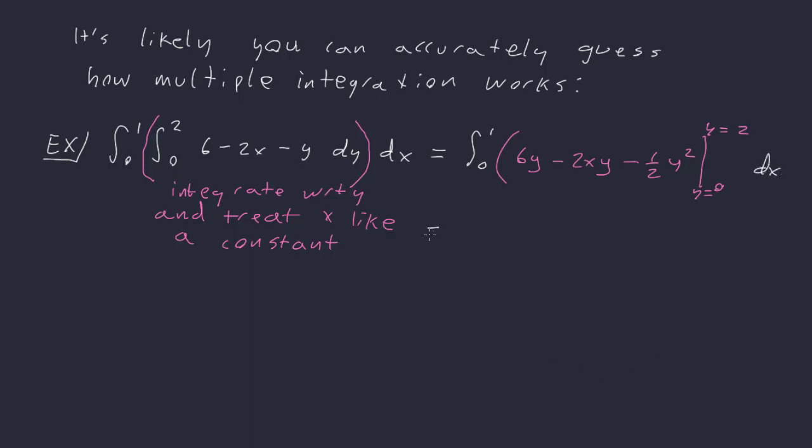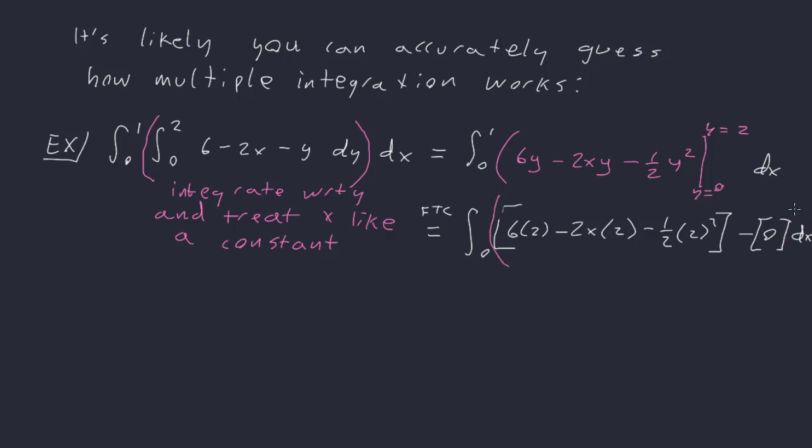Now we do our fundamental theorem of calculus step, where we plug in the 2, plug in the 0, and subtract. So it'll be 6 times 2 minus 2x times 2 minus 1/2 times 2 squared. So there's plugging in the top. And then plugging in the 0, you'll note we can do that quickly. All we're doing is subtracting by 0 there. Now, we'll simplify this. We'll have the integral from 0 to 1. That'll be 12 minus 4x. Then minus, that will be 2. So we'll end up with the integral from 0 to 1 of 10 minus 4x dx.